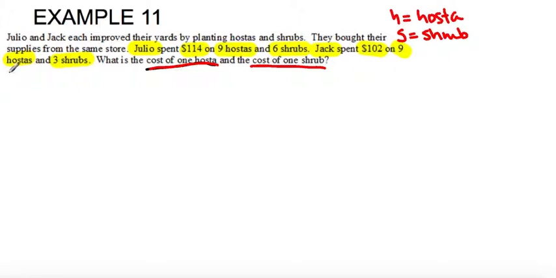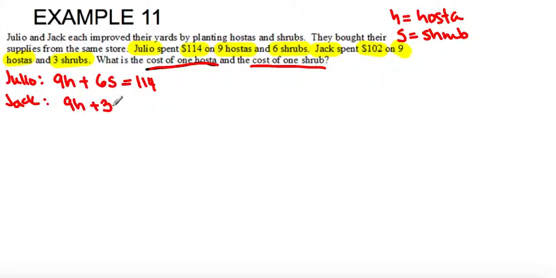Alright, so we know that Julio will have an equation, and we know that Jack will have an equation. So Julio's equation, he has 9H, so 9 hostas, plus 6 shrubs, so 6S equals $114. And then Jack spent money on 9 hostas, so 9H, plus 3 shrubs, so 3S equals $102.